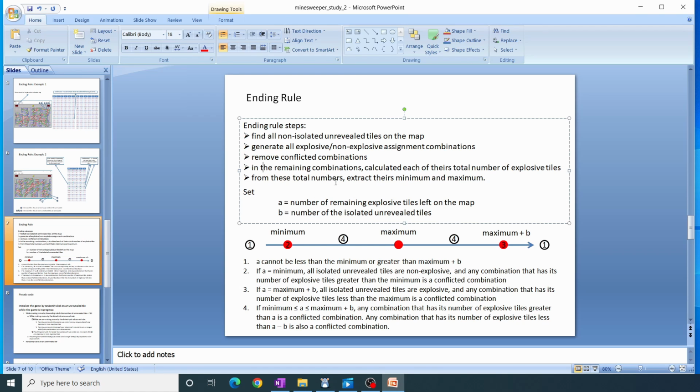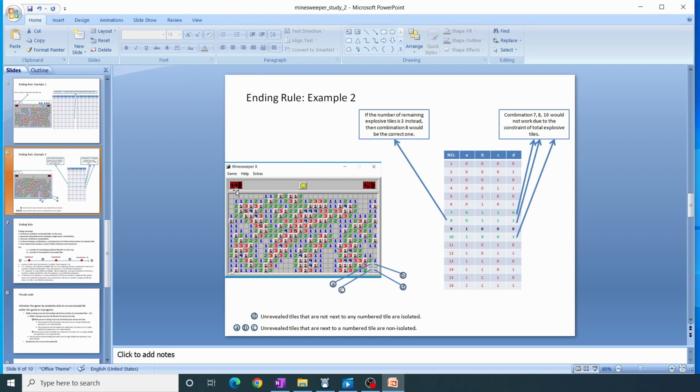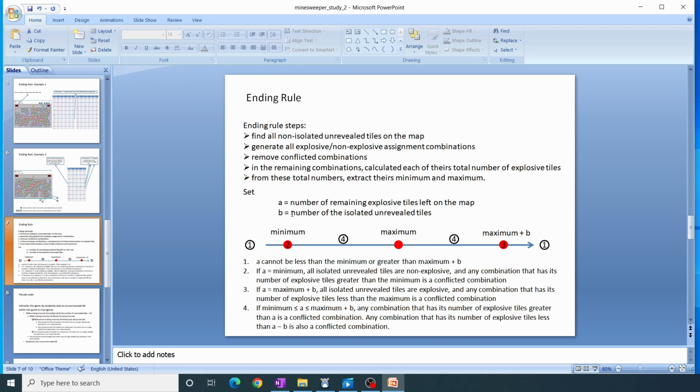From these total numbers, we will extract their minimum and maximum. Right now, for me to explain the rules easier, I set the number of remaining explosive tiles left on the map equal to A, and the number of isolated unrevealed tiles equal to B. So A would be the number that's shown on the top left corner of the game, and B is simply the number of the isolated unrevealed tiles.